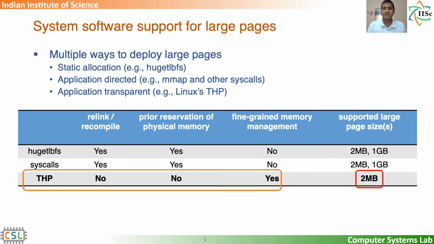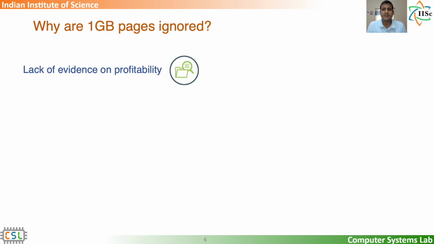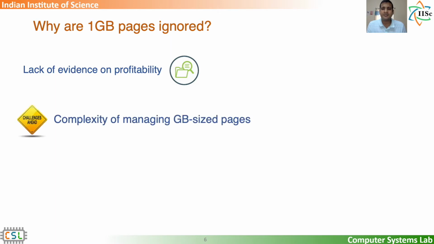Unfortunately, THP supports only 2 MB pages on x86 systems. So on one hand, we see that the hardware is devoting more and more resources to 1 GB pages, and on the other hand, we find that the software ecosystem has been underutilizing these resources. At this point, it is natural to ask why is it so? We hypothesize three reasons for this. One, there is a lack of evidence on how useful 1 GB pages are to real-world applications, and without clear evidence, the software community has little motivation to improve the support for 1 GB pages. Number two is the fact that software memory management becomes challenging as the page size increases.